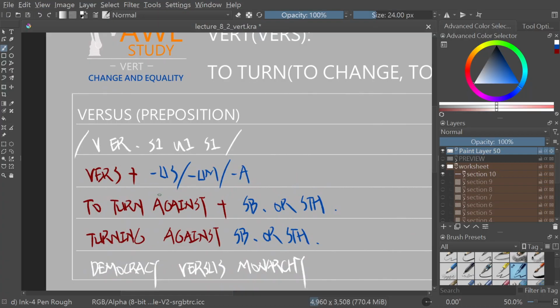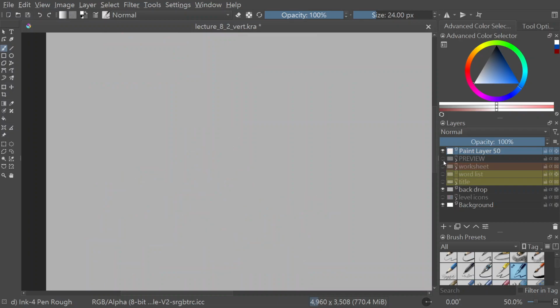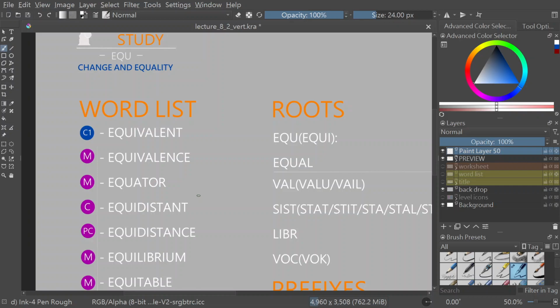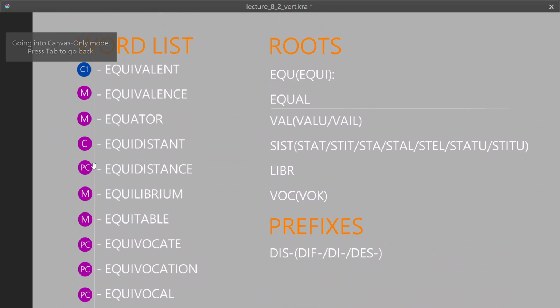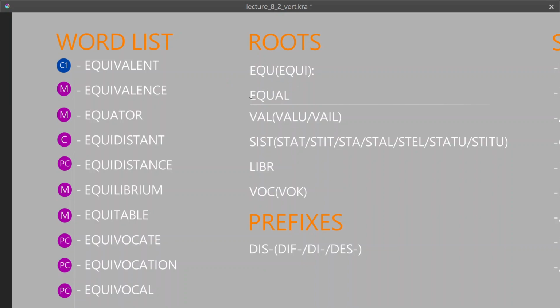And that's it. Let's move on to the next section. In the next section we have some words with the root equ, or its variant equi, meaning equal. Alright, let's move on.